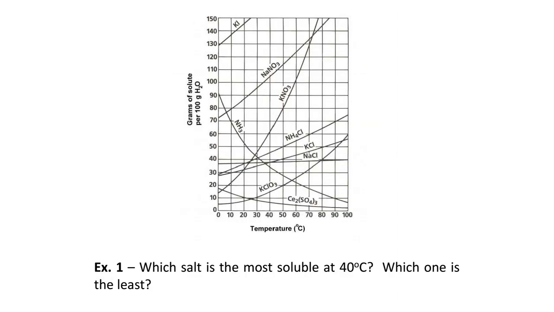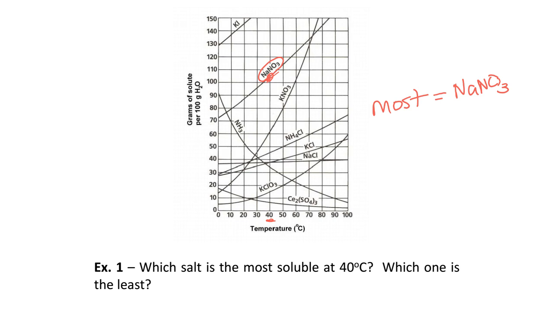Okay, let's do an example. Which salt is the most soluble at 40 degrees? We're going to take our 40 degrees, and go all the way to the top. It's NaNO3. So the most soluble equals NaNO3, at least according to this curve. Obviously, this doesn't have every single salt available. This just happens to have a sample of them.